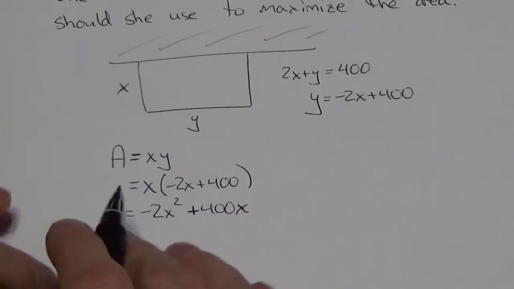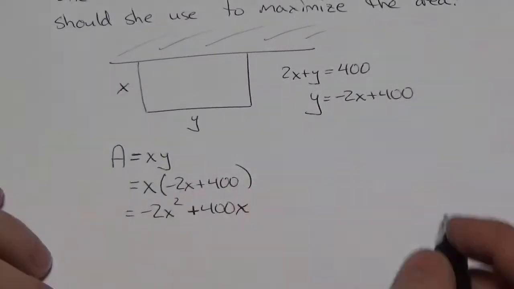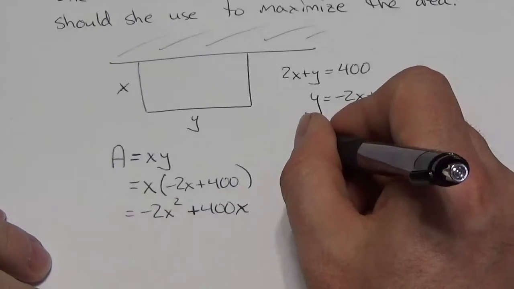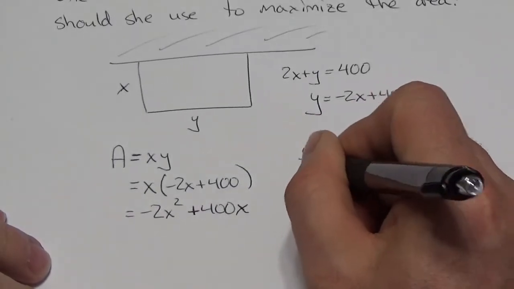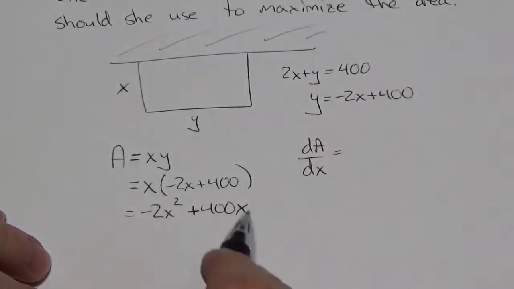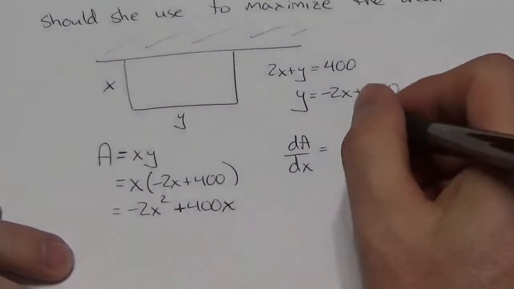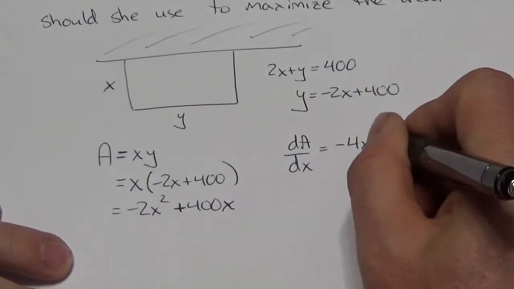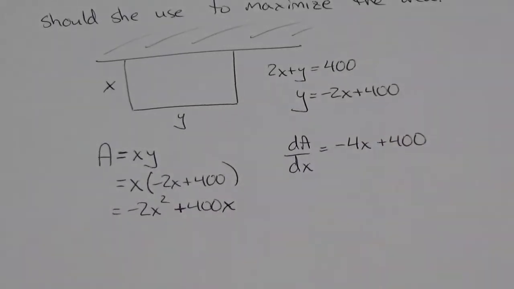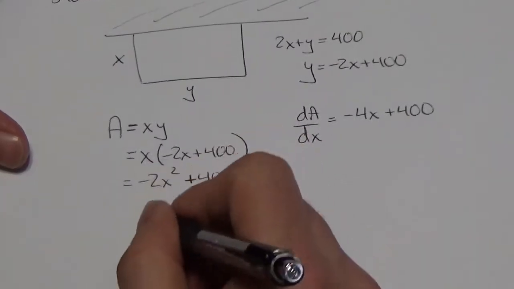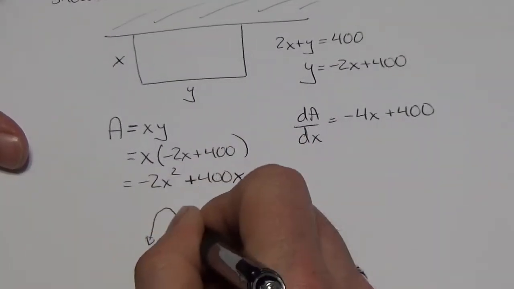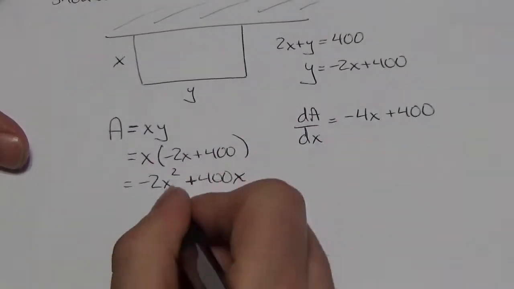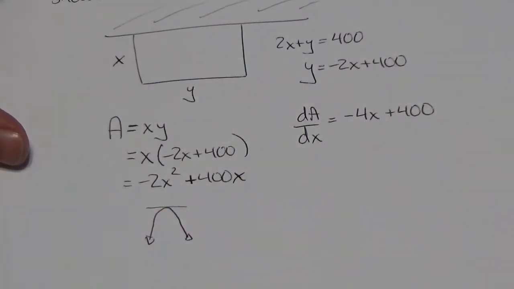But let's just take a quick look at this. Another way of dealing with this problem is not by completing the square, but by taking the derivative. If I take the derivative dA by dx of this, I will get negative 4x plus 400. So there's the expression. Remember, that's the expression for the slope of the tangent at any point along the curve.